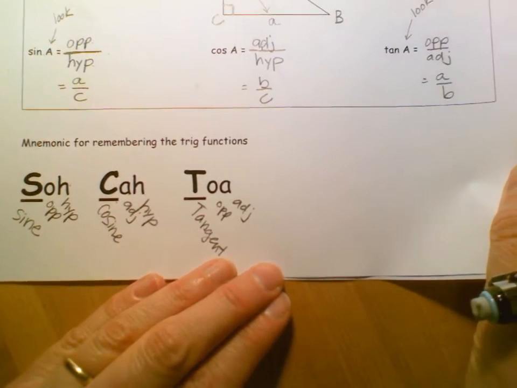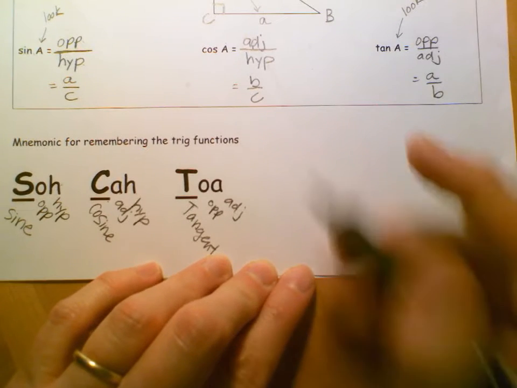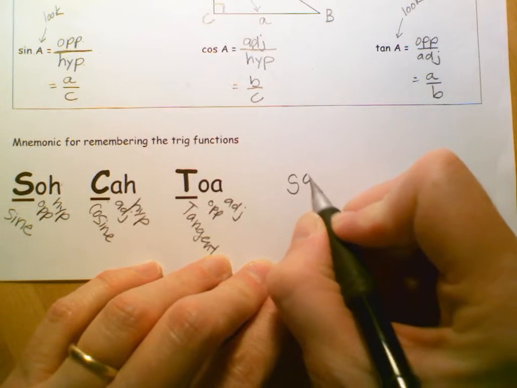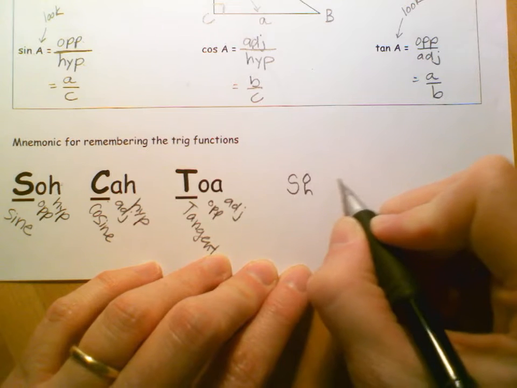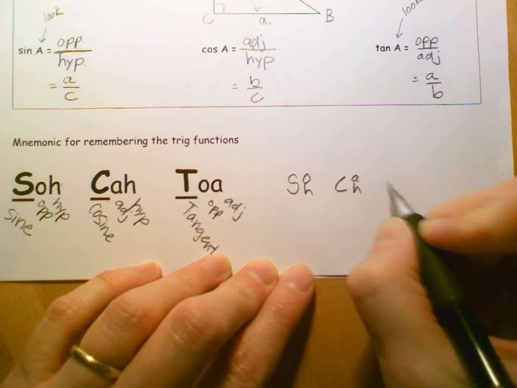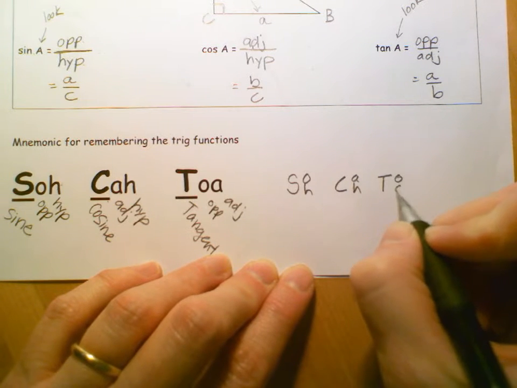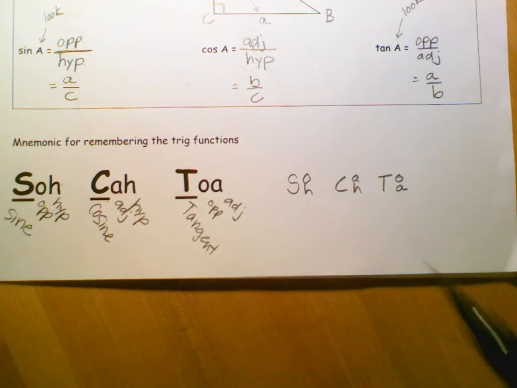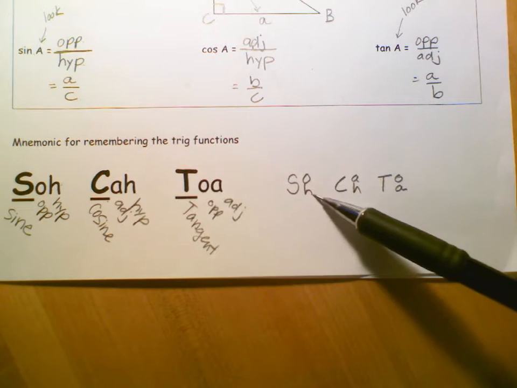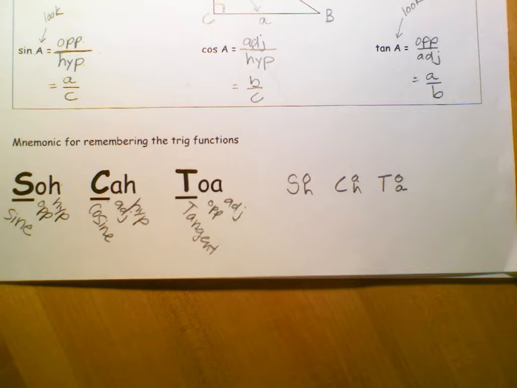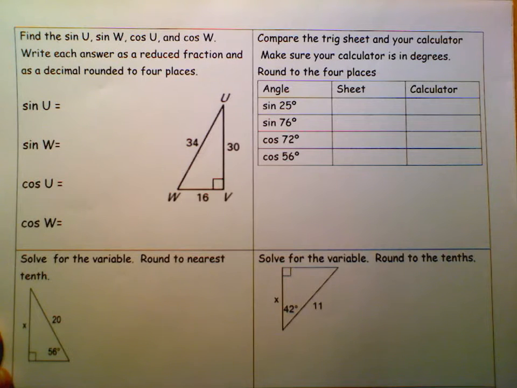And I have seen it written like this before, which some students prefer. SOHCAHTOA. So that just helps you remember it's opposite over hypotenuse, adjacent over hypotenuse, opposite over adjacent. Okay, so basically we're just going to be doing a lot of practicing with our SOHCAHTOA.